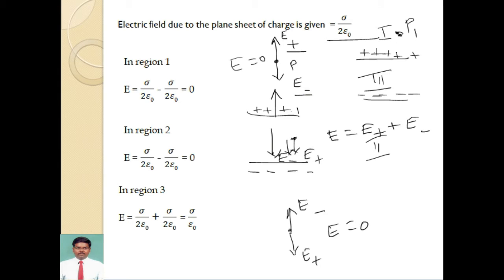So it is nothing but the addition of two fields. Outside, these two fields are oppositely oriented and they cancel to become zero, and inside these two fields are oriented parallelly, so I'm going to add the two. From Gauss law I have already calculated that the electric field due to a plane sheet of charge is given by sigma by 2 epsilon naught, where sigma is called the surface charge density and epsilon naught is the permittivity of free space or vacuum.